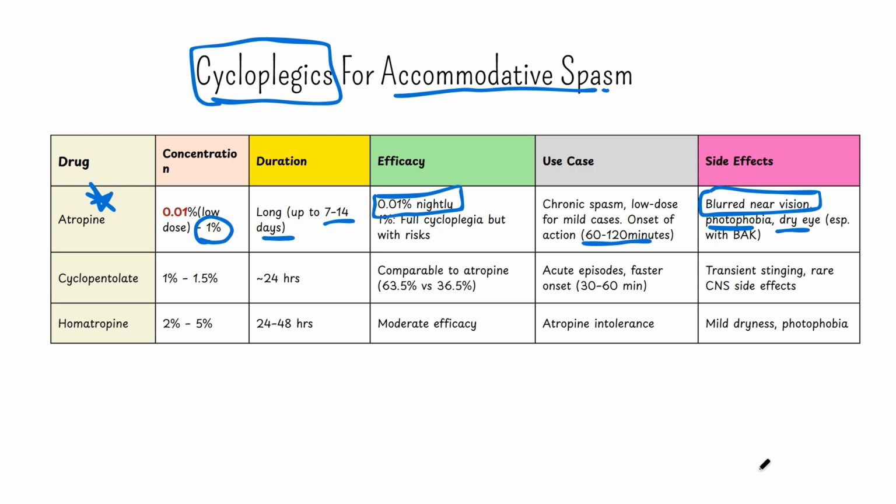Now atropine is basically an anticholinergic agent, so antimuscarinic effect will lead to dry eye. This is specifically true for atropine drops or ointment which comes with the BAK, that is nothing but the benzalkonium chloride preservative. Okay, so again, one more cycloplegic agent is cyclopentolate.